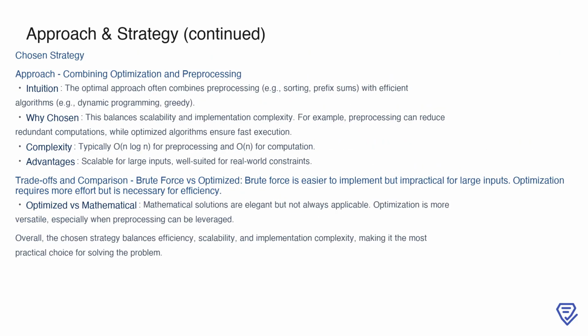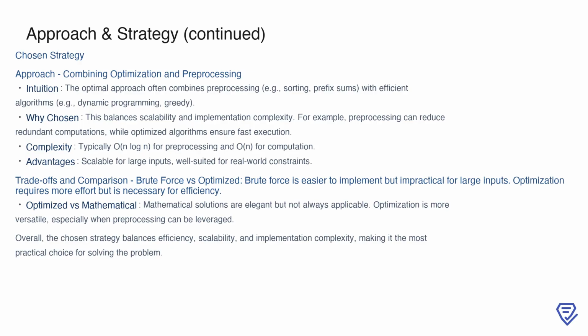The optimal strategy chosen here balances pre-processing with efficient algorithms. Pre-processing steps, such as sorting or computing prefix sums, help reduce redundant computations. When combined with dynamic programming or greedy algorithms, this approach achieves both scalability and efficiency. For example, pre-processing might have a complexity of O(n log n), while the main computation runs in O(n), making the overall solution practical for real-world constraints.